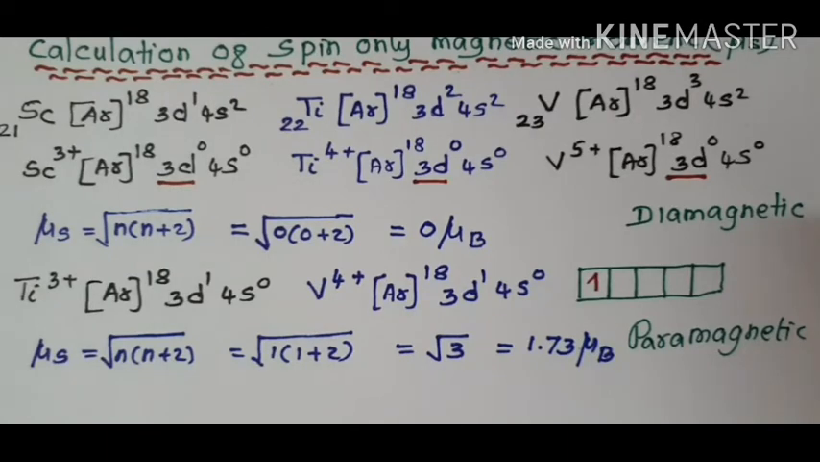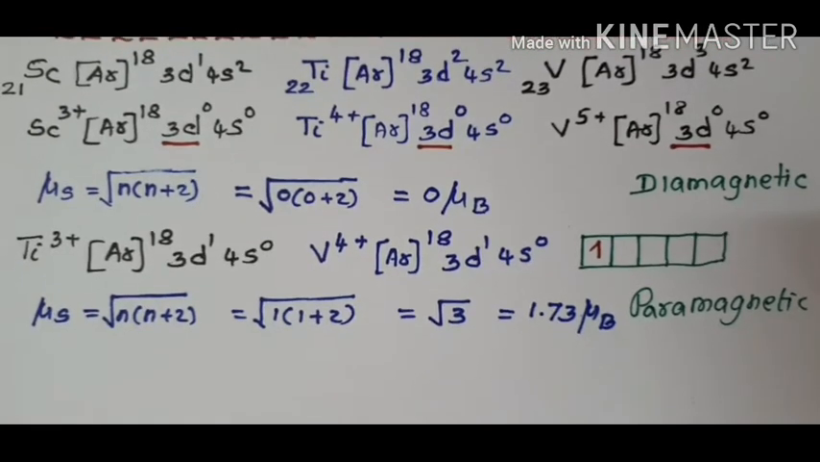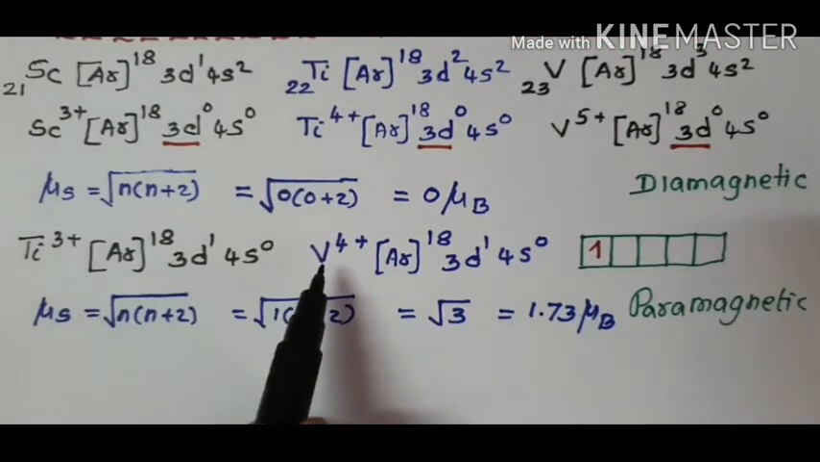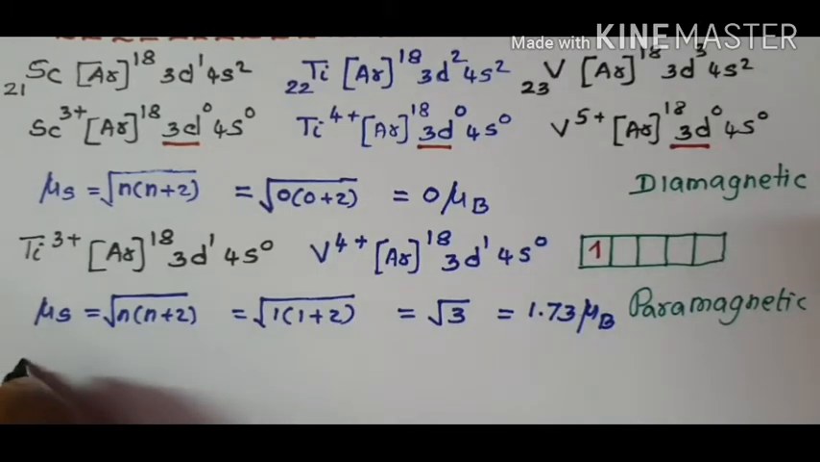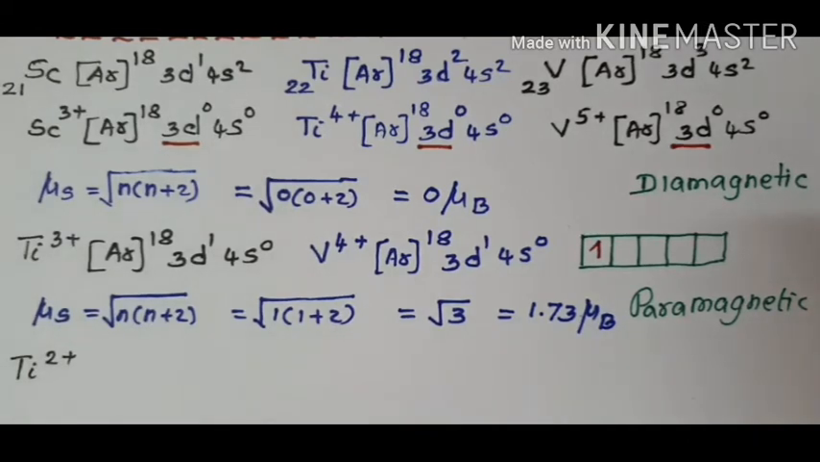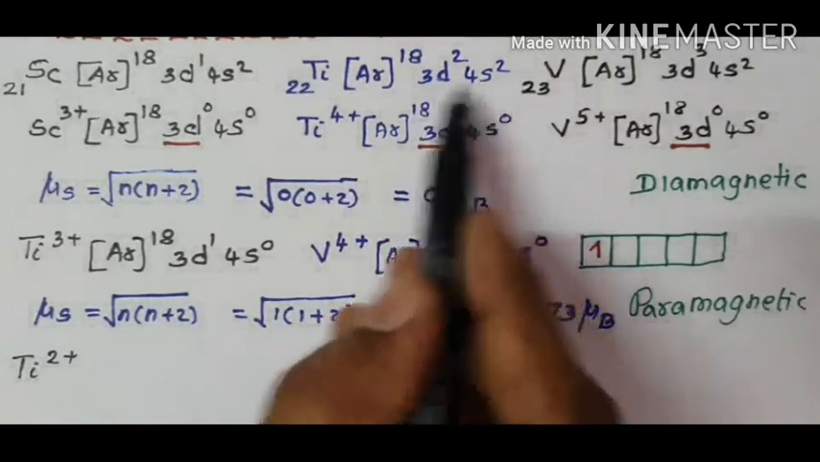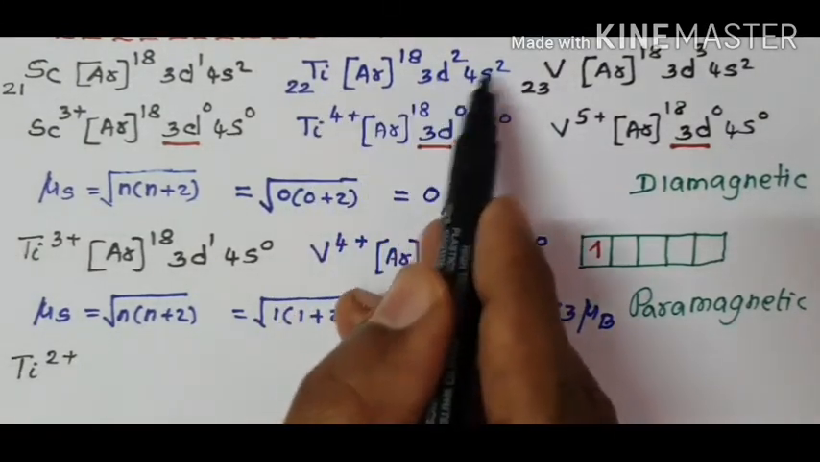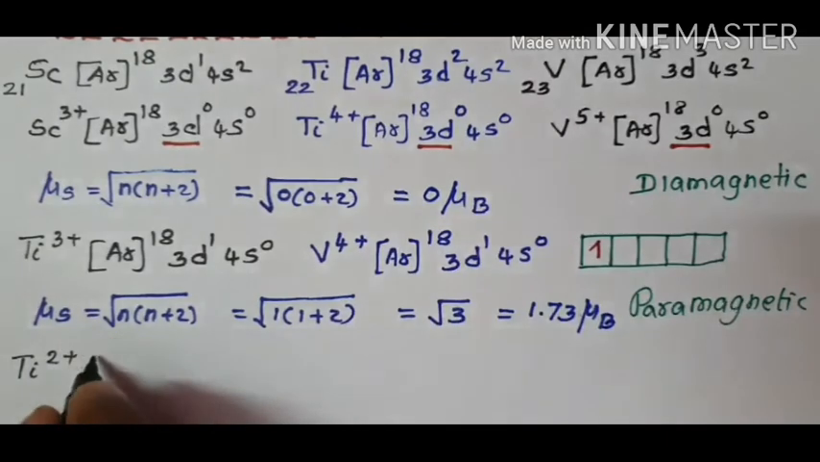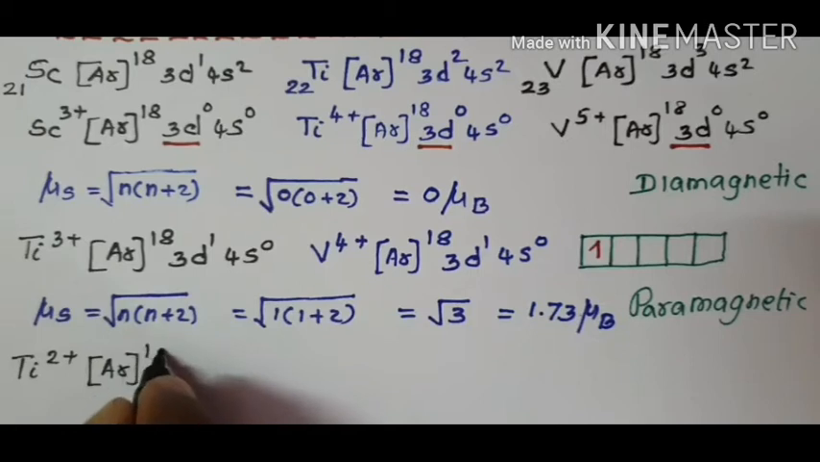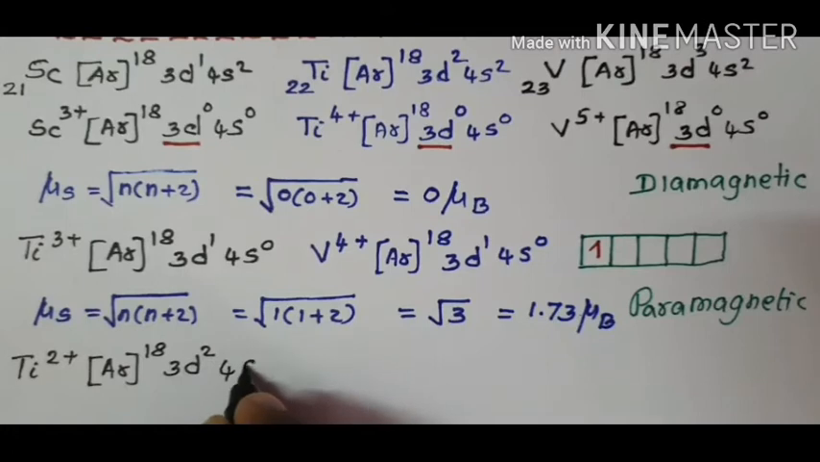Come to two more ions. Titanium 3 plus, titanium 4 plus and vanadium 4 plus we have completed. Come to the next one, titanium 2 plus. Titanium 2 plus indicates it lost how many electrons? 2 electrons. This is the electronic configuration of the titanium atom. If it lost 2 electrons from the 4s level, the electronic configuration is argon 18, 3d2, 4s0.